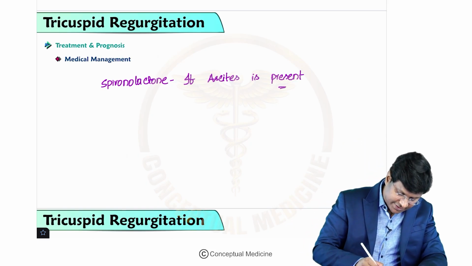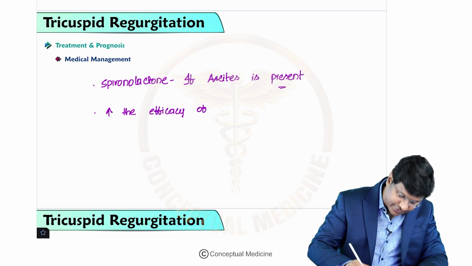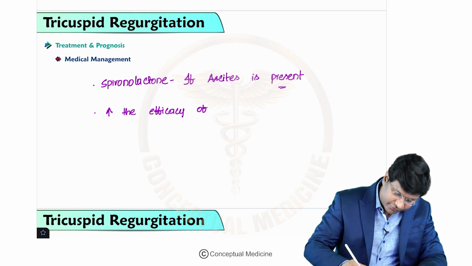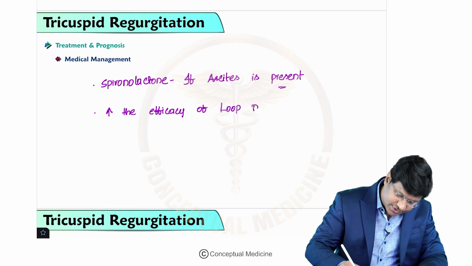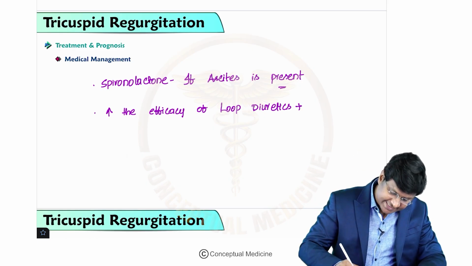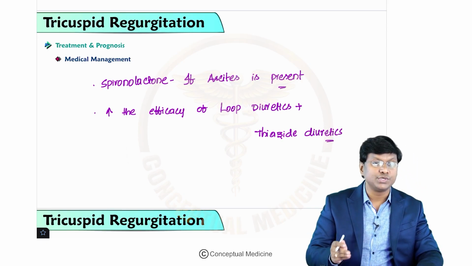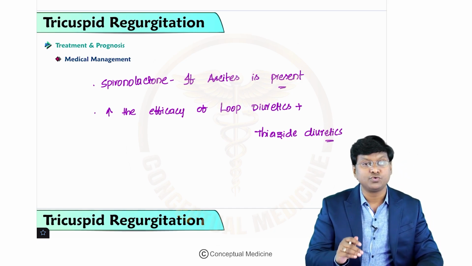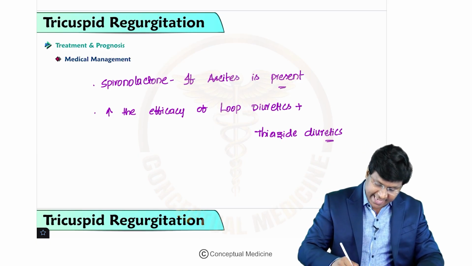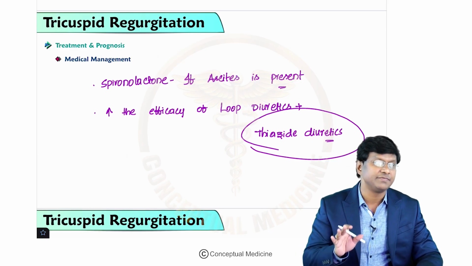And at times, if you want to increase the efficacy of loop diuretics, you need to add thiazide diuretics to this loop diuretic. So the efficacy of loop diuretics can be enhanced by adding thiazide diuretics. This is a very, very important point.